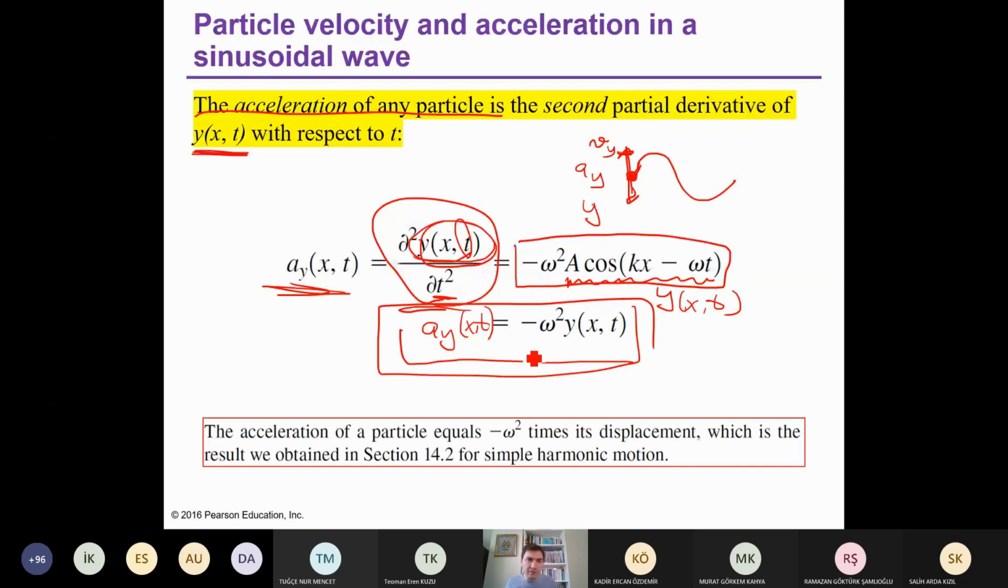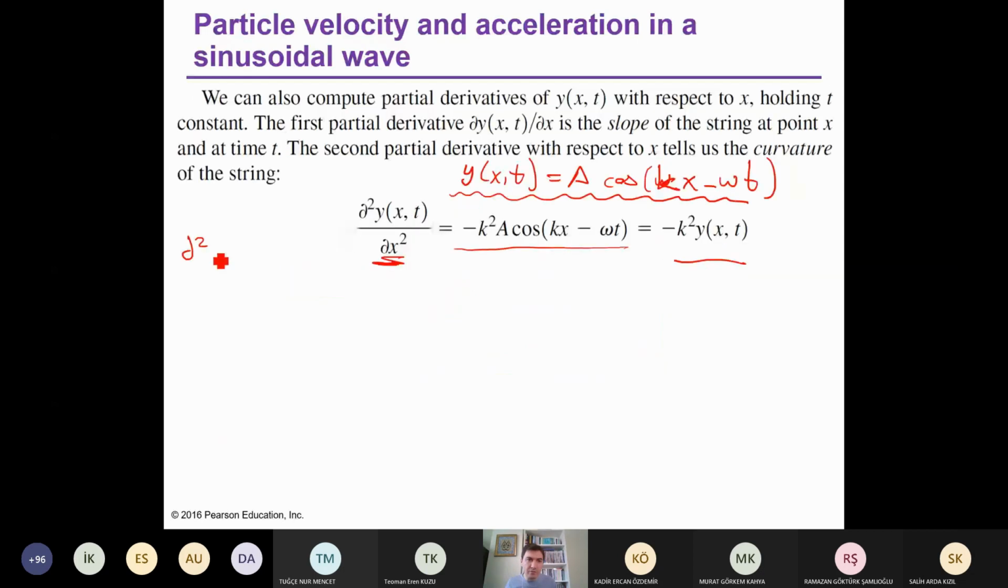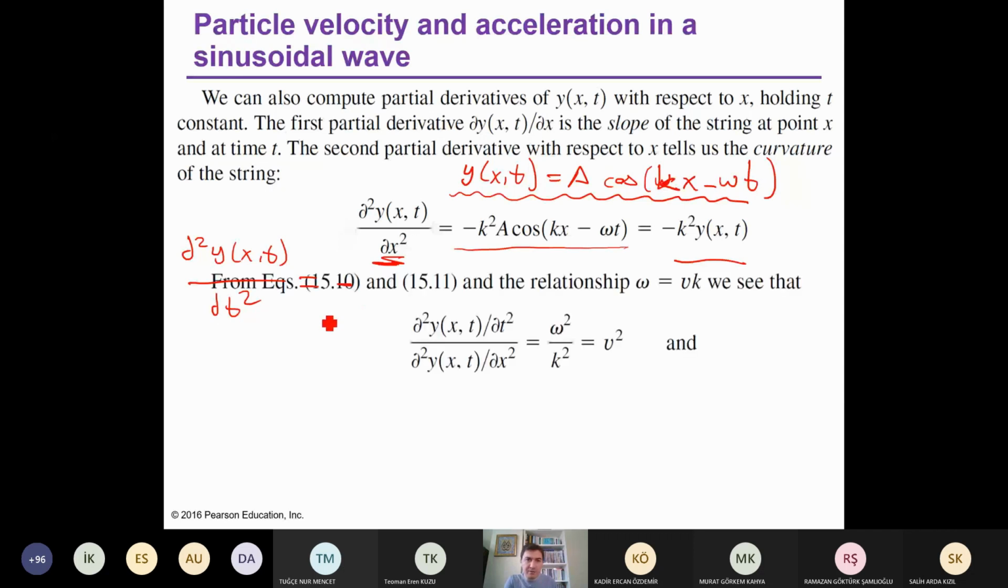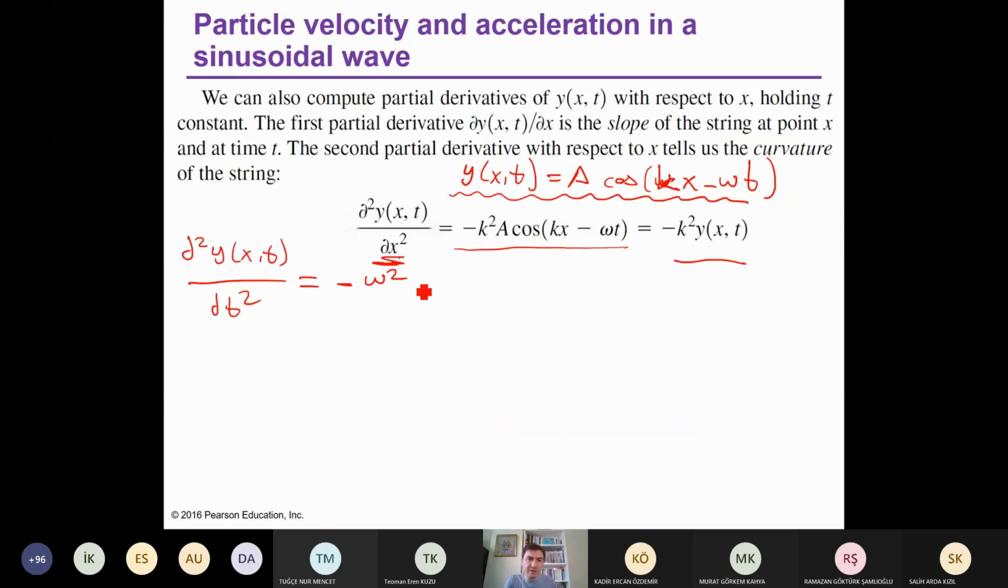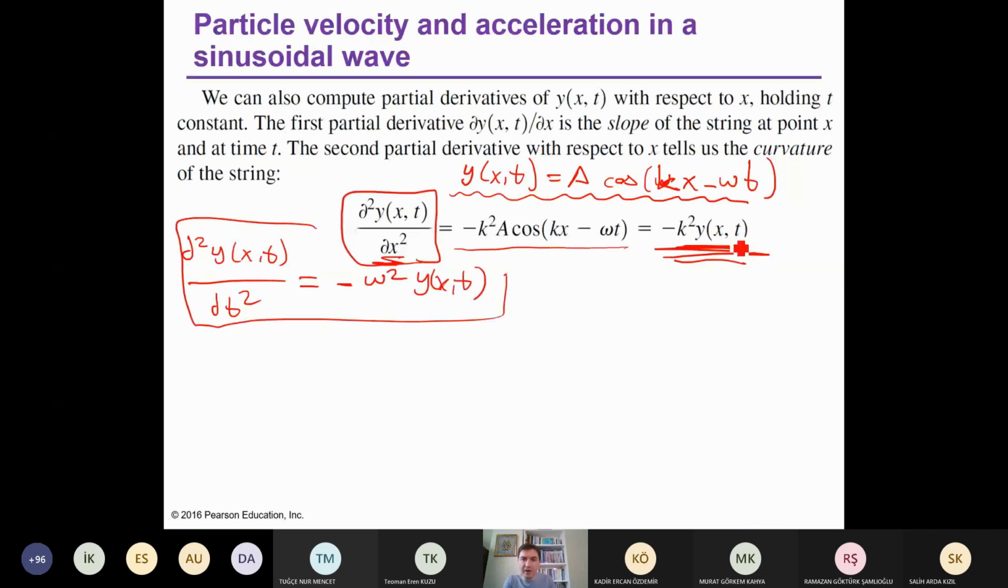d squared y(x,t) over dt squared is equal to minus omega squared y(x,t), okay? And if you take this one, then you have this result. So here we have y(x,t), here we have y(x,t). Then by using these two equations, you can get this expression.